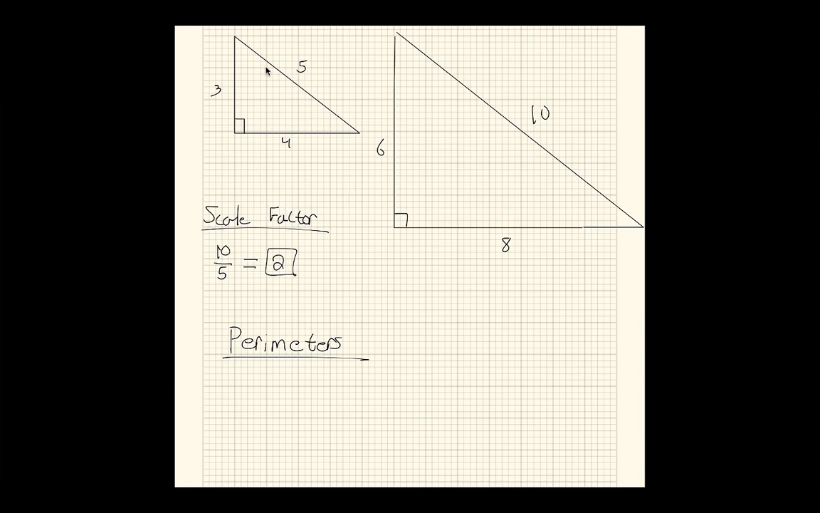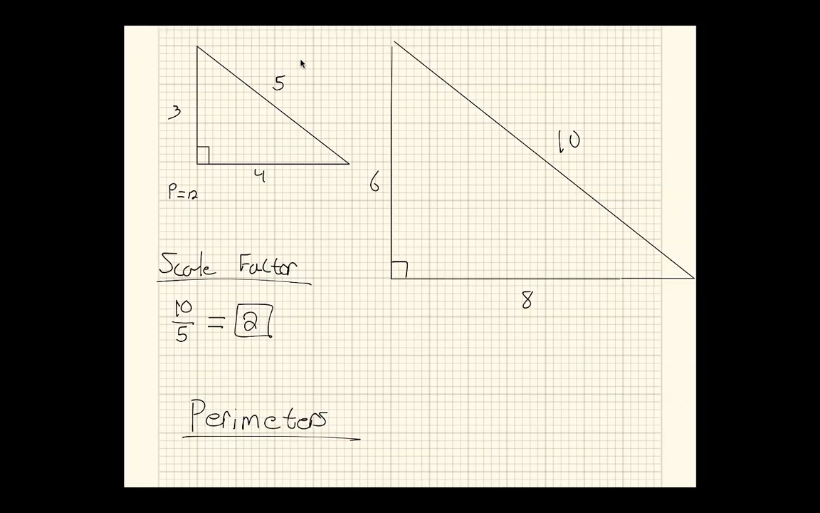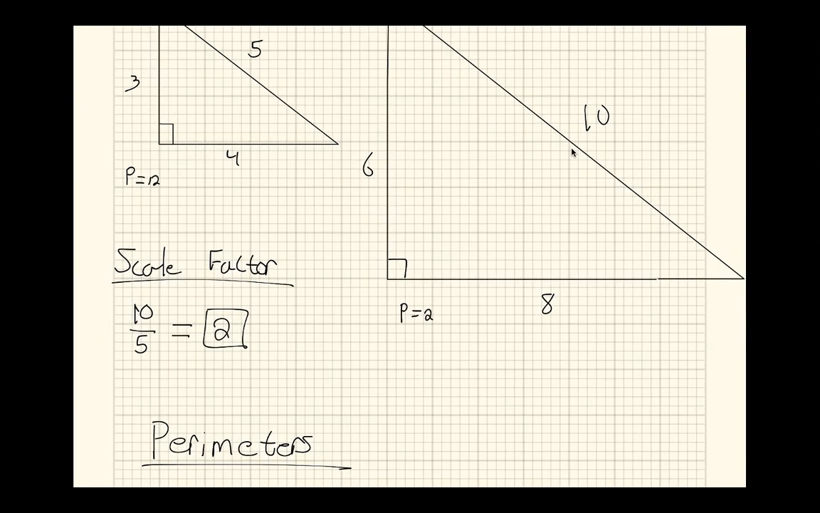Perimeters. So if we are comparing perimeters, does that still have a scale factor of 2? What's the perimeter of this guy? Well, it's 4 plus 3 is 7, plus another 5 is 12. So for this one, the perimeter is 12. Let's see, this is 6 and 8 gives me 14, plus another 10 is 24. And notice something interesting about the perimeters: they also have a scale factor of 2. From 12 to 24, you're multiplying by 2. And that's going to be true for any shape.